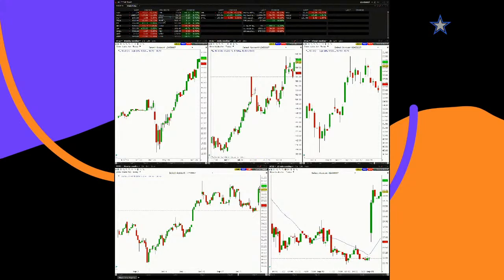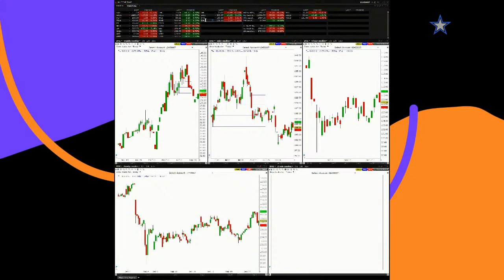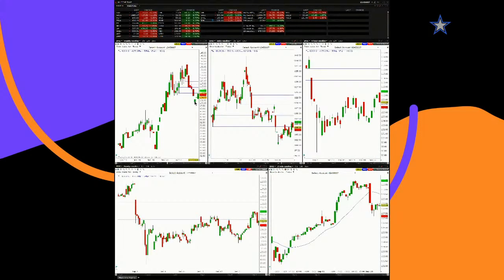IPHI, let's do this. We got a request in the chat right there. IPHI. I should have my list here. I do not. Let's add it in. Yeah, here we go. IPHI, beautiful retracement on the weekly time frame down into weekly demand.